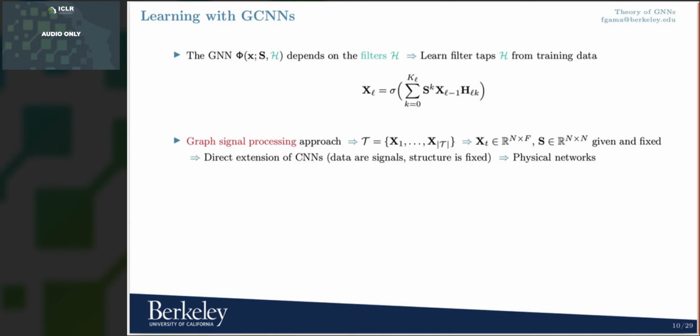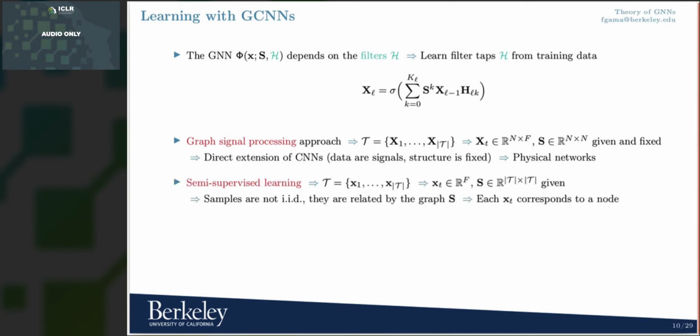In this case, we consider that each element in our training set is a matrix n times f, and that each of them is described by a graph S that is given and fixed. S describes the problem, but the actionable variable is the graph signal on top of it. In the popular problem of semi-supervised learning, each element in our training set is the f-dimensional node feature, so each data point in our training set represents a node in the graph. So the graph has the size of the samples in the training set. In this case, it is important to note that the samples in the training set are not IID, but are related by the graph structure S.